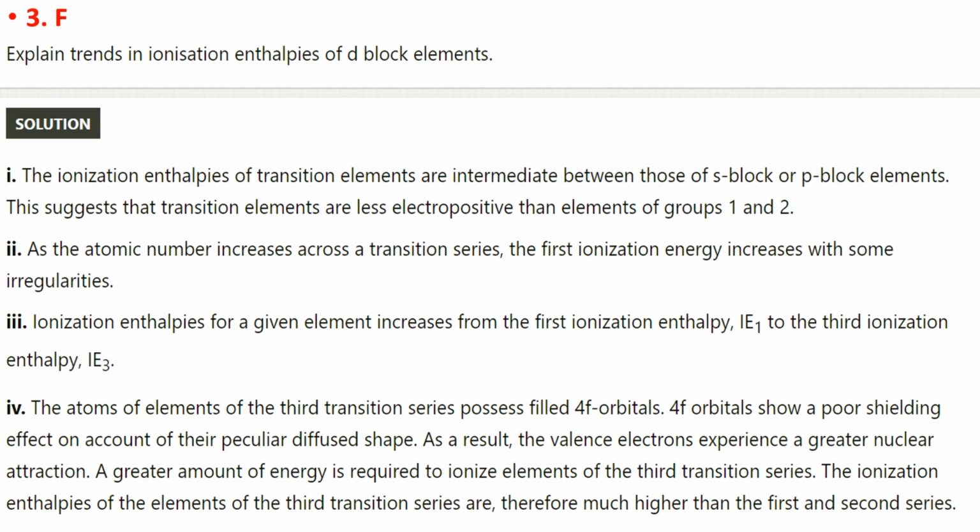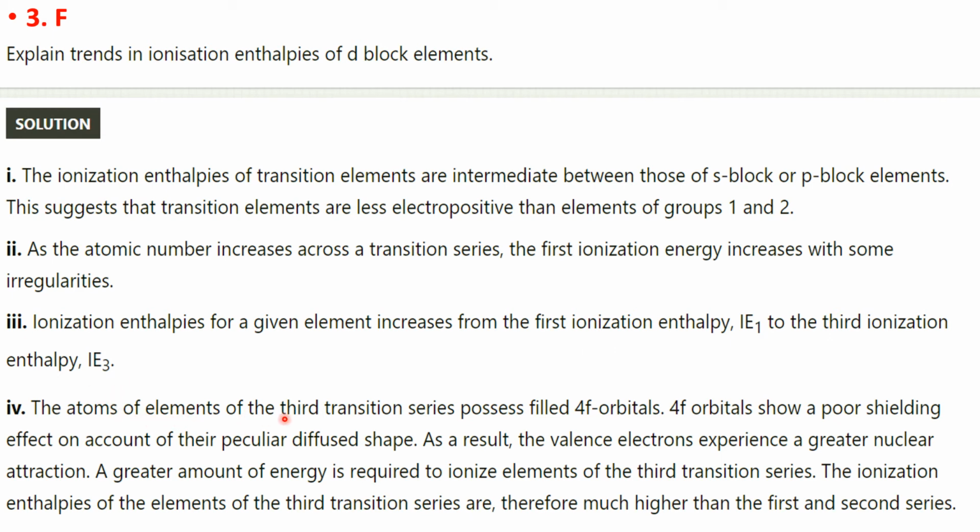Question F. Explain trends in ionization enthalpies of d block elements. Answer. The ionization enthalpies of transition elements are intermediate between those of s block and p block elements. This suggests that transition elements are less electropositive than elements of group 1 and 2. As the atomic number increases across the transition series, the first ionization energy increases with some irregularities. Ionization enthalpies for a given element increase from the first ionization enthalpy IE1 to the third ionization enthalpy IE3.